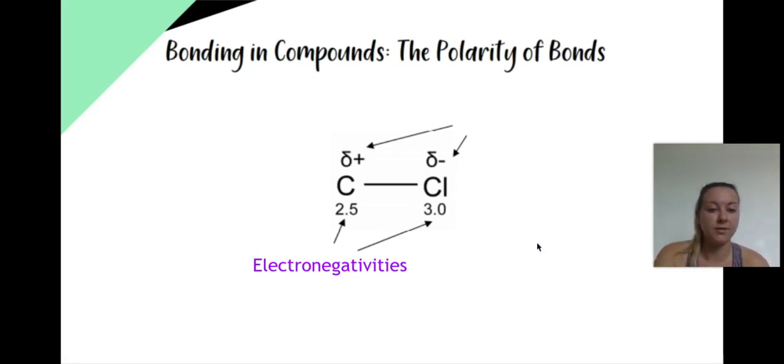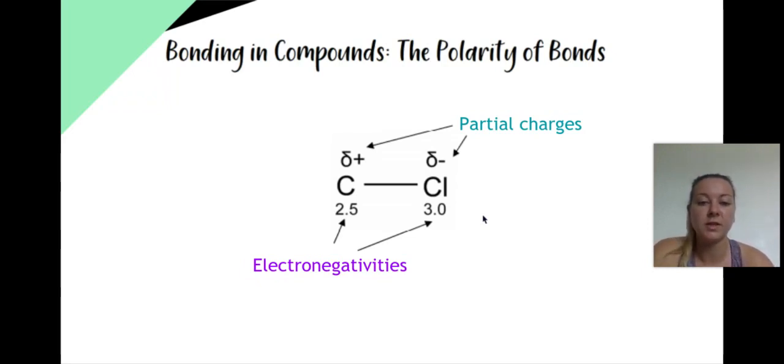Carbon has an electronegativity of 2.5, chlorine has an electronegativity of 3. Because there is a difference of 0.5 between those two atoms, we know that this is a polar covalent bond. Because it's polar covalent, chlorine is hogging these electrons more than carbon is. So we are able to put in our partial charges. The delta negative goes with the chlorine because it is more electronegative. It will take the electrons towards itself. And carbon is going to then have an electron deficit, so it's going to be partially positively charged.